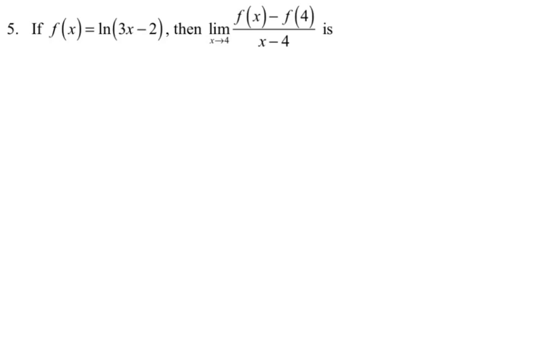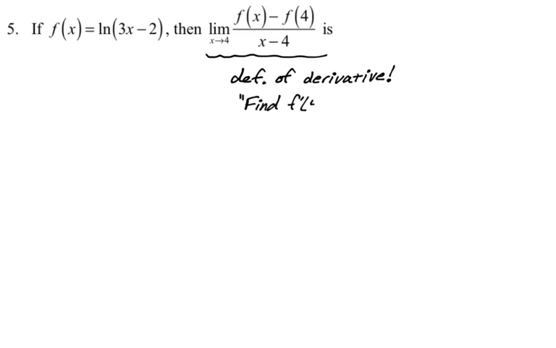If f of x equals natural log of 3x minus 2, then the limit as x approaches 4 of f of x minus f of 4 over x minus 4 is... All right, so this feels like a limit problem because there's a limit there. But as soon as you see f of x minus f of a over x minus a, you should think slope. If there's a limit involved, you should think derivative. This is actually the definition of the derivative, and it's asking you to find the derivative at x equals 4. So this is saying, find f prime of 4.